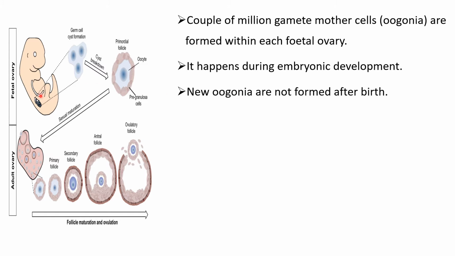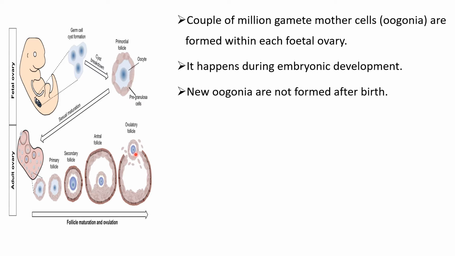So this is the picturization. The fetal ovary. Here is germ cell cyst formation. A cyst breaks down here. Then the oocyte is formed. Then it enters sexual maturation. This is the adult body. The further development will take place up to the ovulation, I mean up to the releasing of the secondary oocyte.